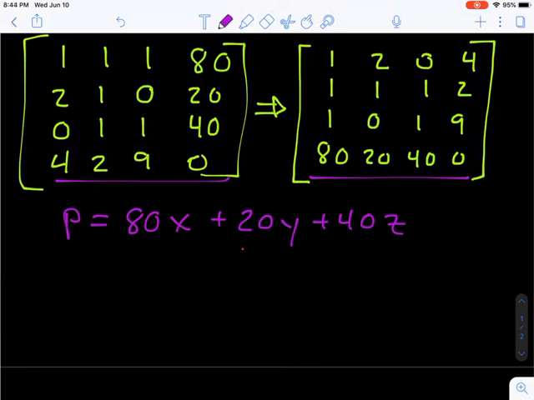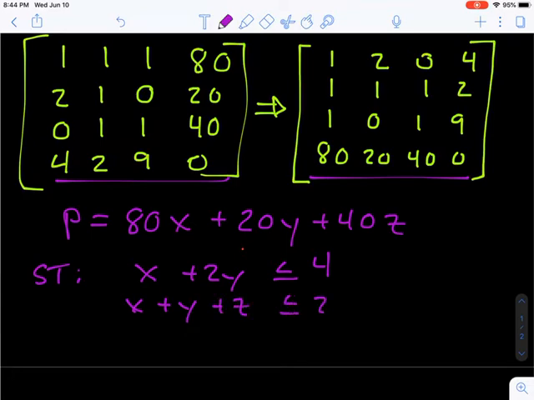Then our constraints, so subject to, we have 3 constraints. And so we're going to have x plus 2y is less than or equal to 4. x plus y plus z is less than or equal to 2. And x plus z is less than or equal to 9.